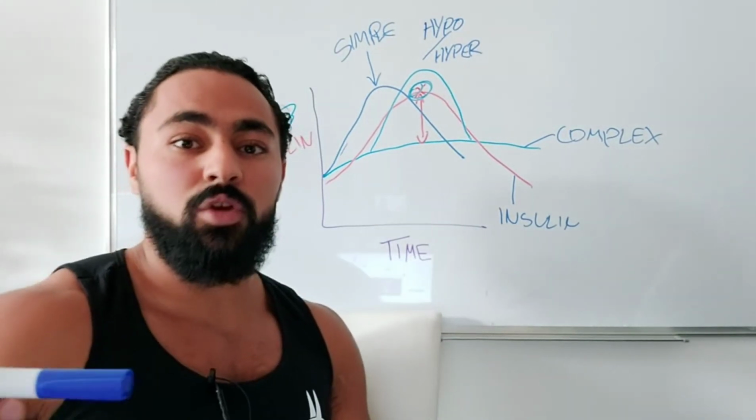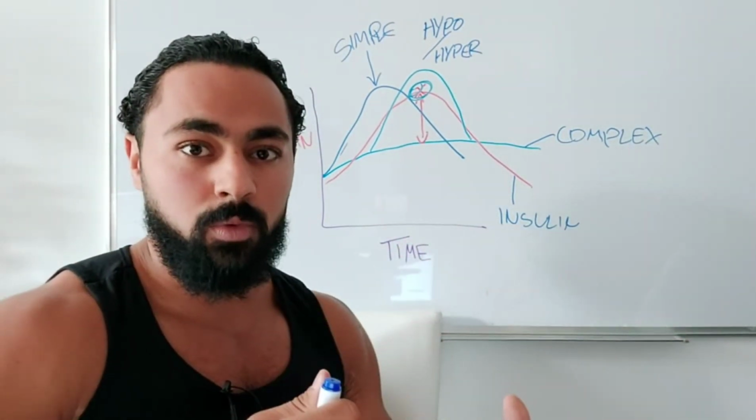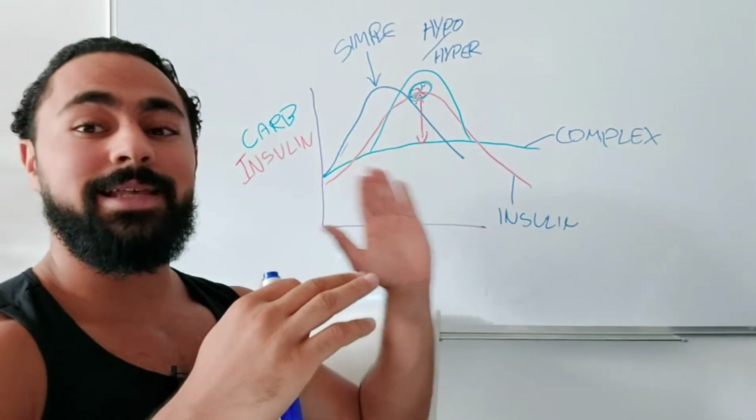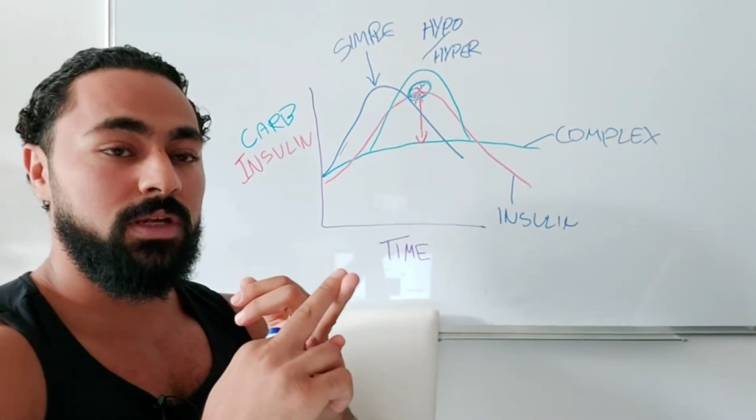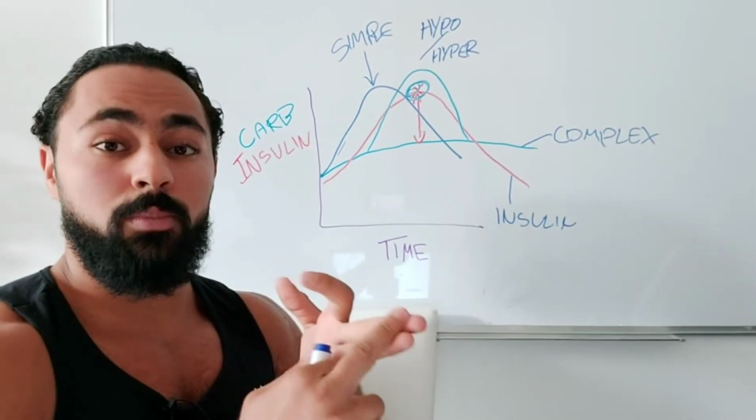I'm going to do a video about insulin resistance by itself as well. But for now, I hope this is clear why I'm saying the speed of carbs is important, the speed of your insulin is important, and the timing of injecting is very important for your kid.